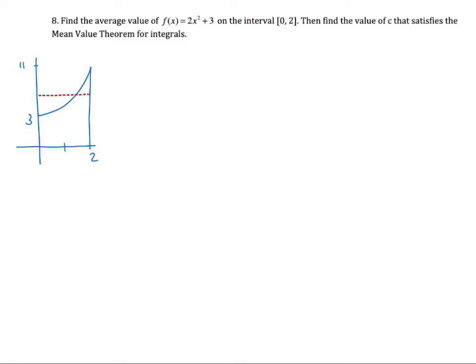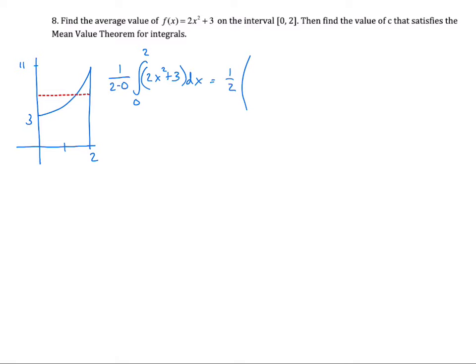So what we want to do is actually add up all that area, and that's going to be the definite integral from 0 to 2 of 2x squared plus 3 dx. And then what we want to do is find the average. And so we're actually going to divide by the width of the interval. So that's 1 over 2 minus 0. So let's go ahead and solve this. We have 1/2.